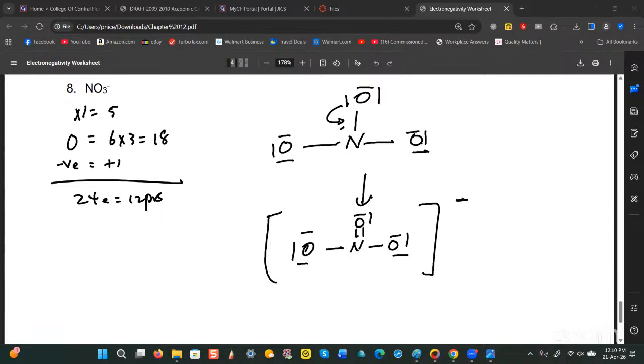So what would be the shape of this structure here? Trigonal planar, right? And what would be the polarity? Non-polar, because trigonal planar is totally symmetrical in terms of the spacing, and the dipoles will cancel out each other. Okay, so that's it for this assignment.